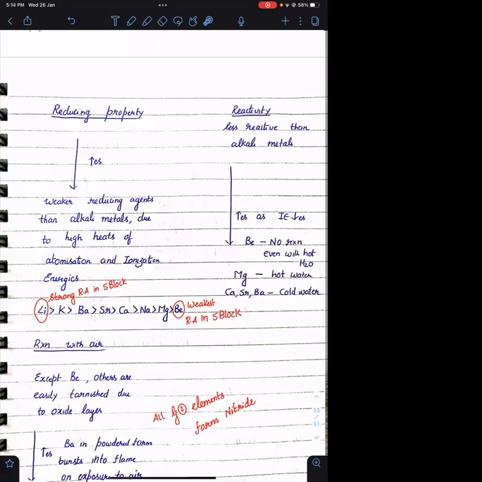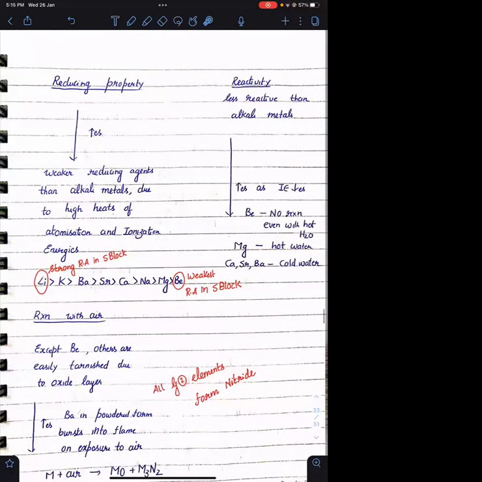If I compare the reducing property of all s block elements, lithium has the highest reducing behavior and beryllium has the lowest. Lithium is highest because of its highest hydration energy. Beryllium is lowest because of its highest ionization energy. Is that clear?